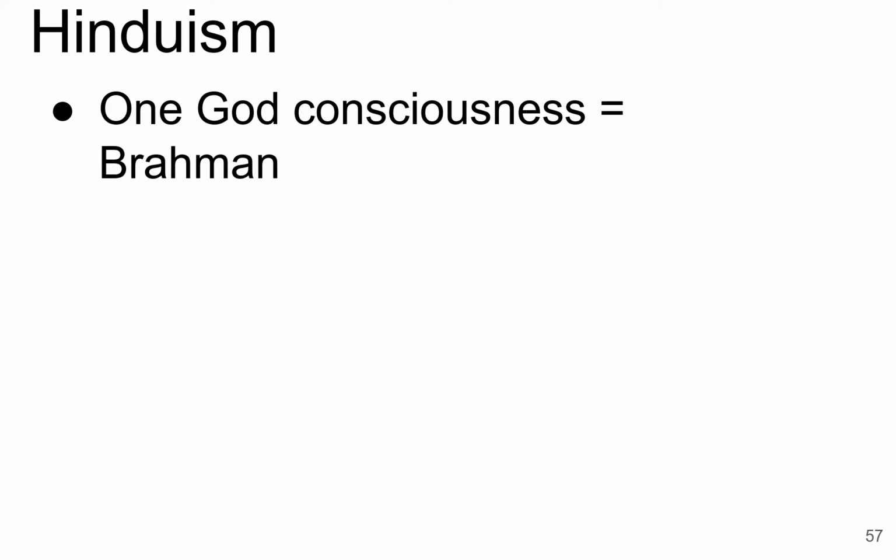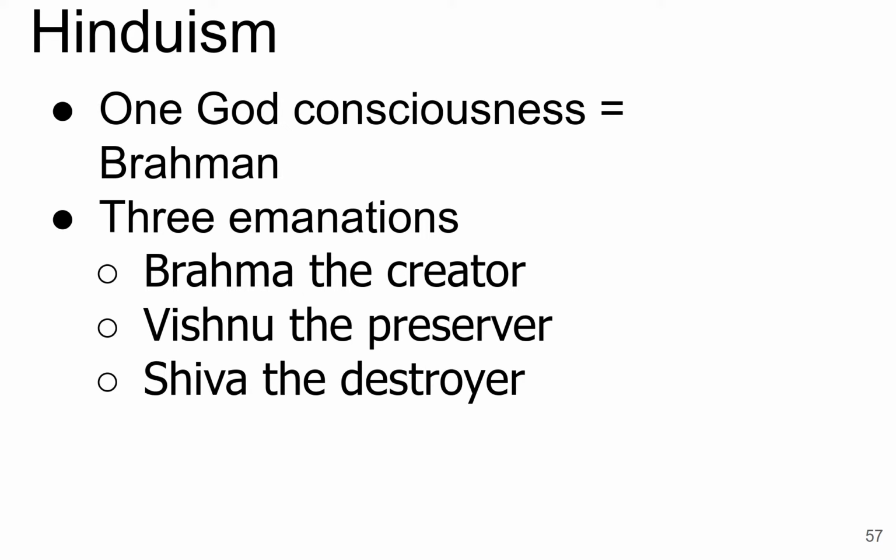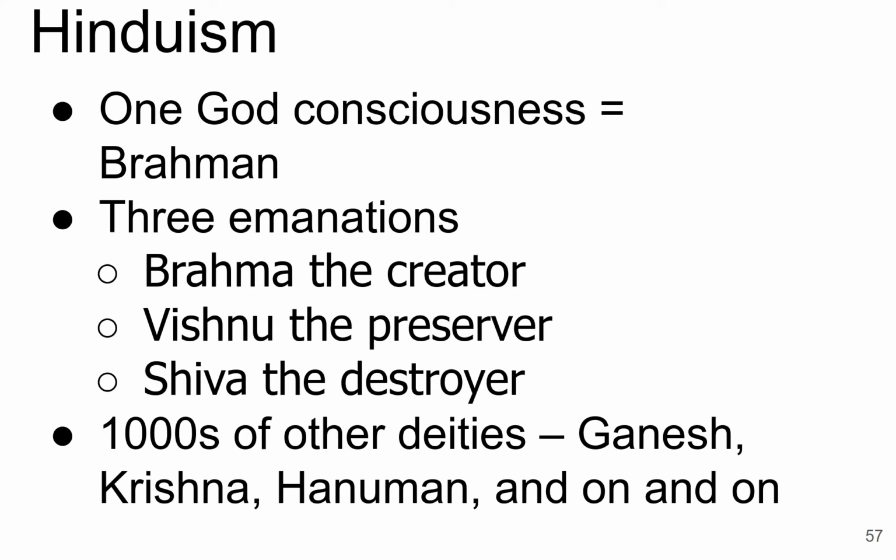So in Hinduism, one of the beliefs is that everything is Brahman, this one God consciousness. All the different deities, everything we see, it's all just Brahman. So in that sense, it's monotheistic. But Brahman has different emanations showing different sides of himself: Brahma, the creator, Vishnu, the preserver, and Shiva, the destroyer, representing three facets of existence: creation, preservation, and destruction. There are also thousands of other deities: Ganesh, Krishna, Hanuman, and on and on. As a Hindu, you might choose to affiliate yourself with the deity that you feel the most connection with. So, for example, Ganesh is seen as the remover of obstacles. So very popular with students.